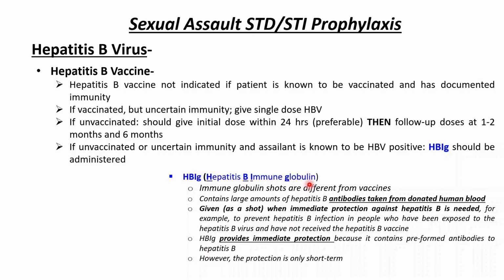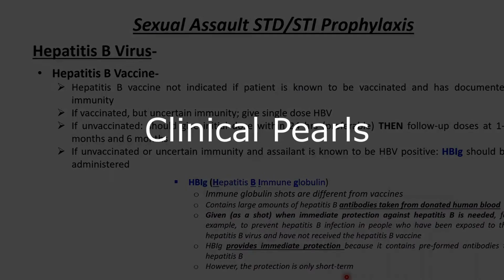Hepatitis B immunoglobulin, not to be confused with vaccines, are immune globulin shots. They're different. These shots contain large amounts of hepatitis B antibodies taken from donated human blood. These shots are given when immediate protection against Hep B is needed. Hepatitis B immune globulin provides immediate protection because it contains preformed antibodies to hepatitis B. However, the protection is only short-term and there's no long-lasting memory B cells.